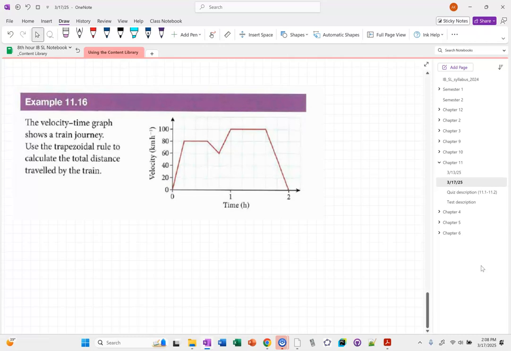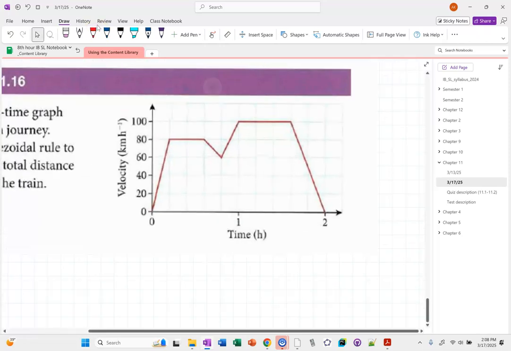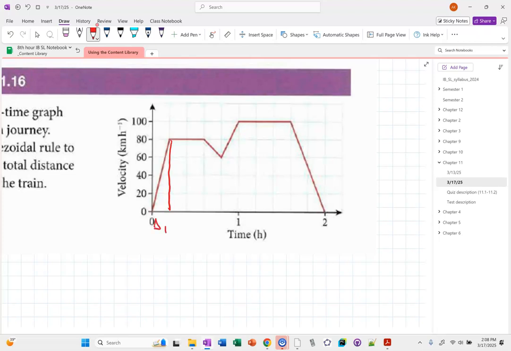My last example here says we have a velocity time graph that shows a train journey. Use the trapezoid rule to calculate the total distance traveled by the train. We're not really going to use just the trapezoid rule here, though, folks. I would just chunk this geometrically. So I'd say, okay, well, there's a triangle. There's a rectangle. That's a trapezoid. That's another trapezoid. Rectangle. And then there's a triangle.